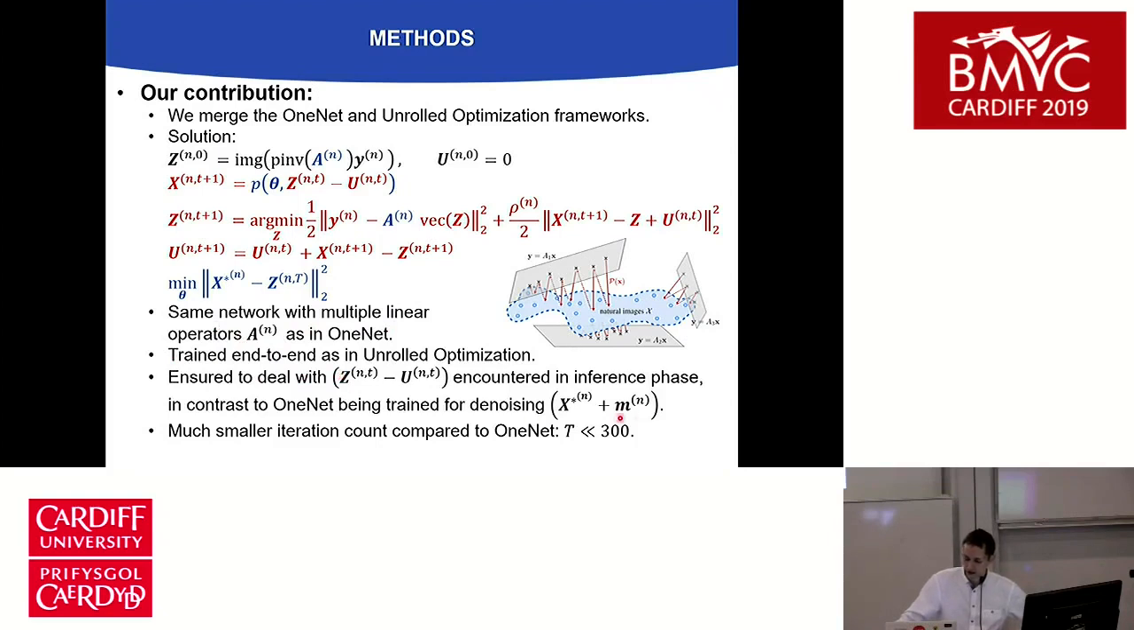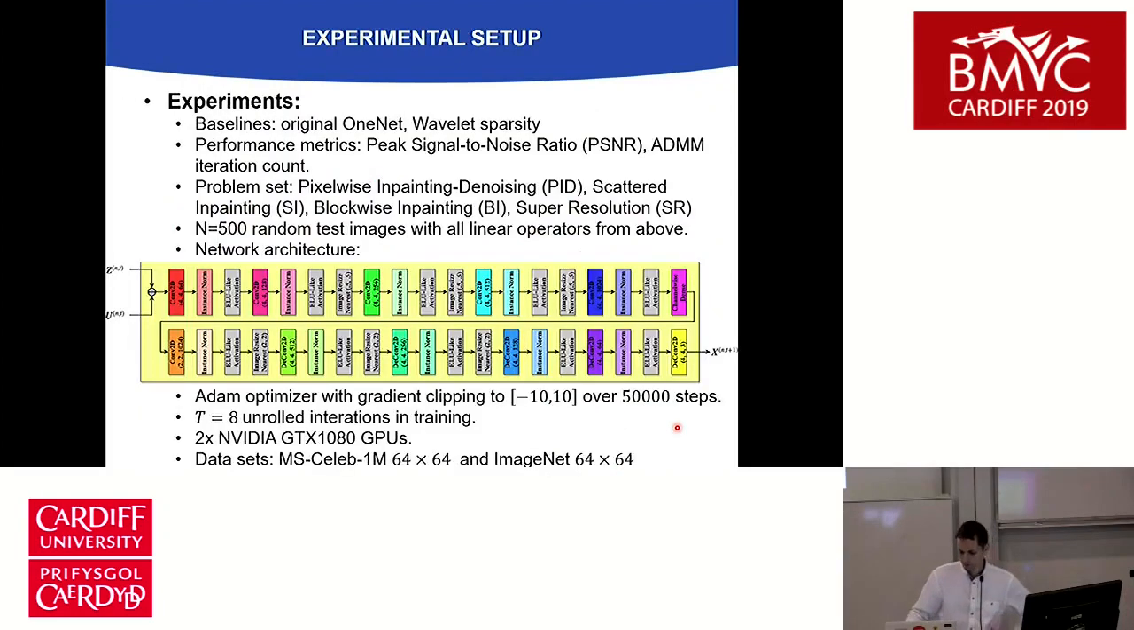So this way, in contrast to OneNet, which sees X star plus M, so this noisy image, we actually deal with Z minus U, which is actually encountered in ADMM. So this should be a much more stable procedure than the original OneNet. And hence, we would expect that a much smaller iteration count should be sufficient compared to OneNet, which can take up to 300 iterations.